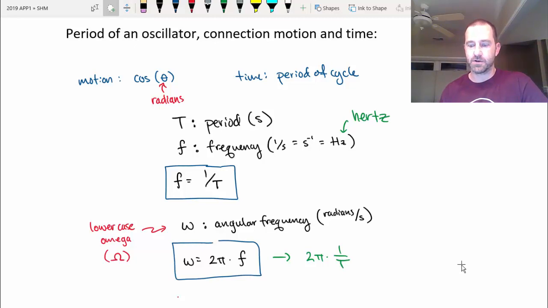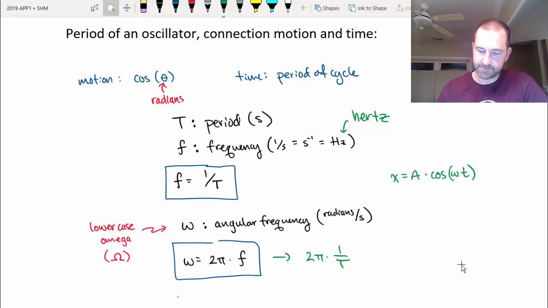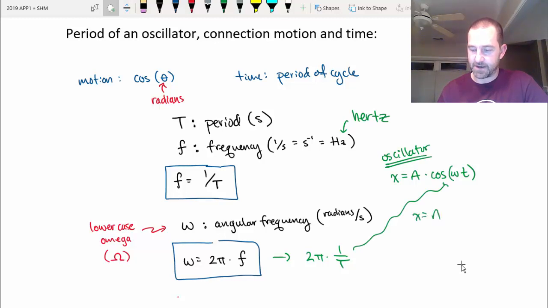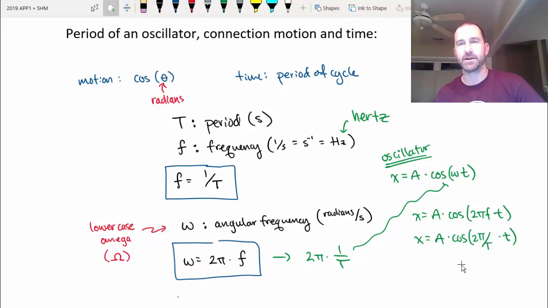Now, if I were to put that into a cosine equation, if I've got that formula that I have above that said A times cosine omega t is the equation for an oscillator, then if I were to plug this in up there, I get x is equal to A times cosine. Technically, we would write 2 pi f times t. That's what pops up on your formula sheet for the AP test. But it's also 2 pi over the period multiplied by t.